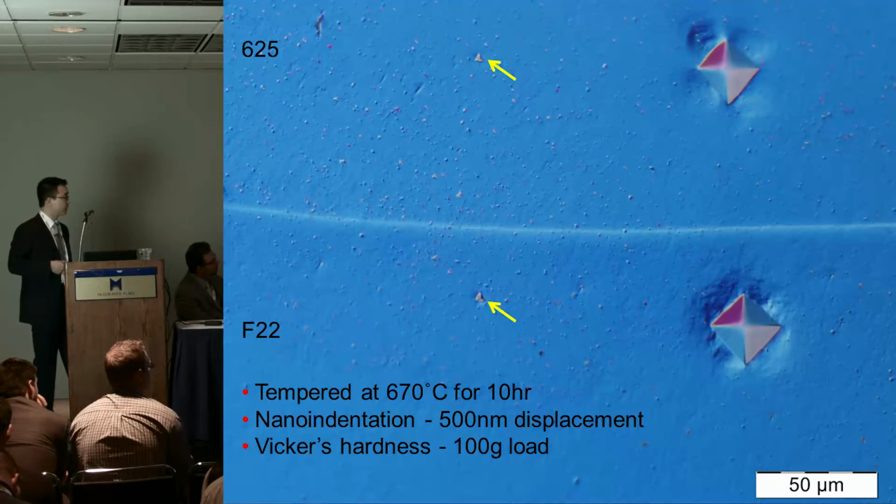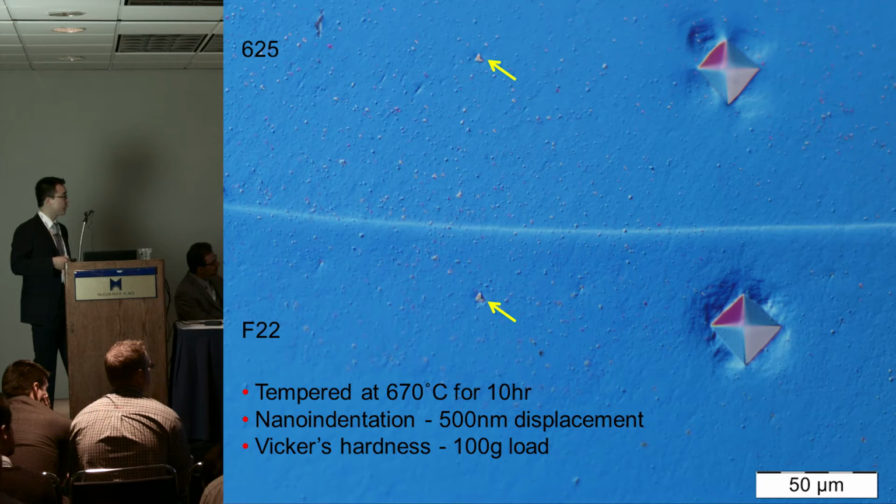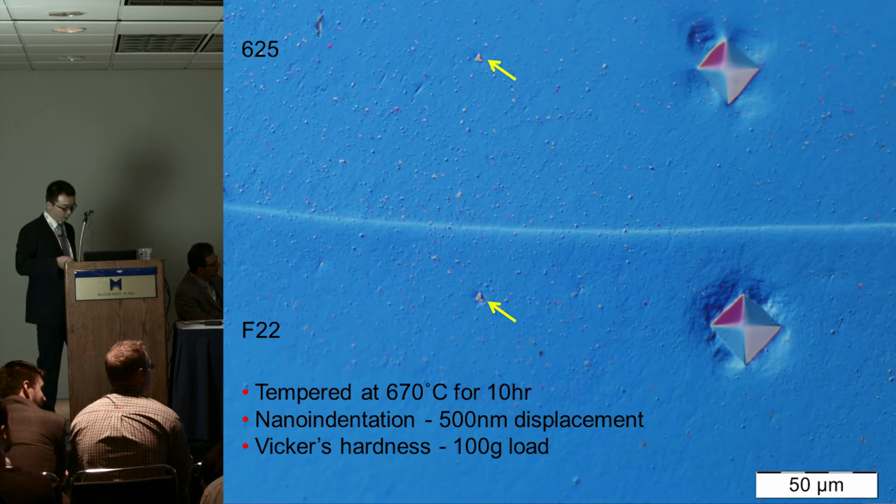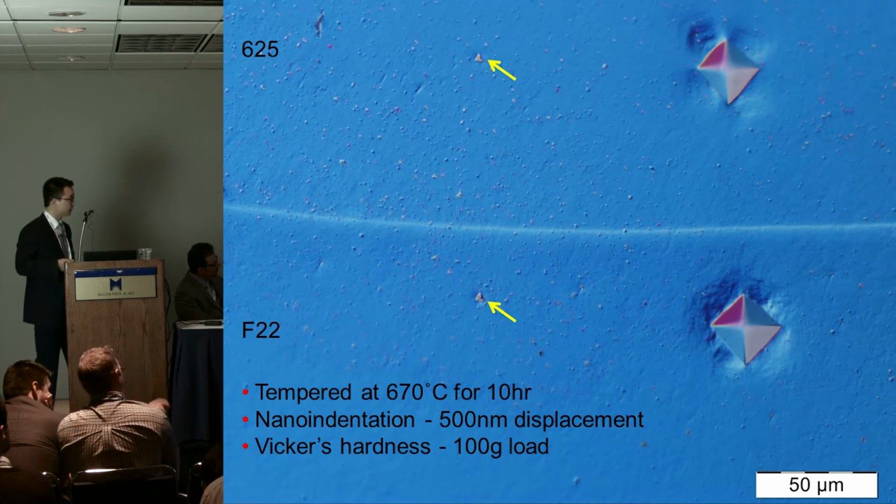This figure shows the Vickers indent size compared to the nanoindent size. Here, the triangle shape is the nanoindent size. The maximum displacement for this indent is 500 nanometer. For the Vickers hardness, the load is 100 gram. We can see the big difference of the indent size.